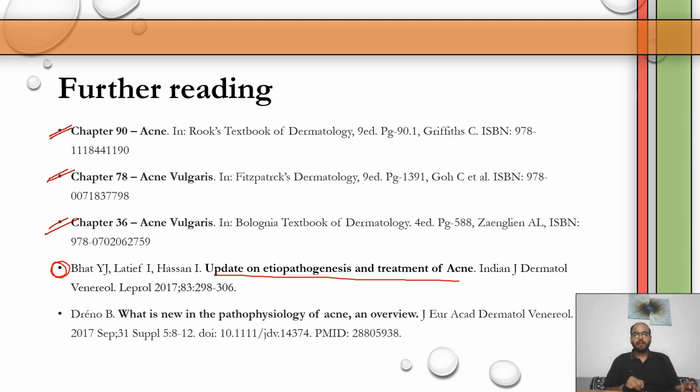And the article on what is new in the pathophysiology of acne, an overview, will tell you about the inflammatory markers, mediators, cytokines, what all inflammation is happening as a part of the pathomechanism of acne. There are multiple other articles. I would suggest you go and find articles regarding the activation of the innate immune system by C. acnes, a very good read, and go through it.